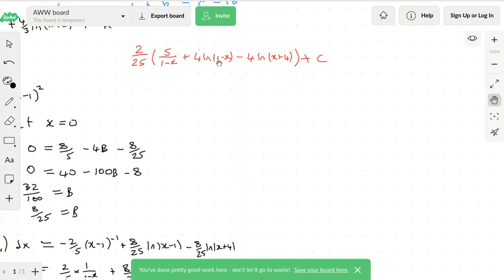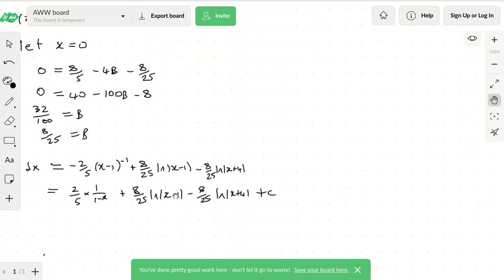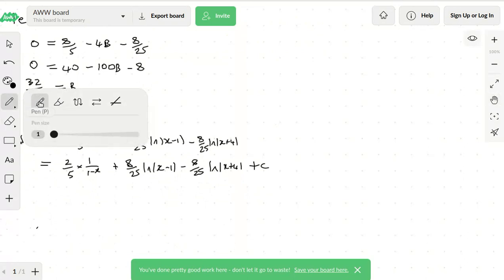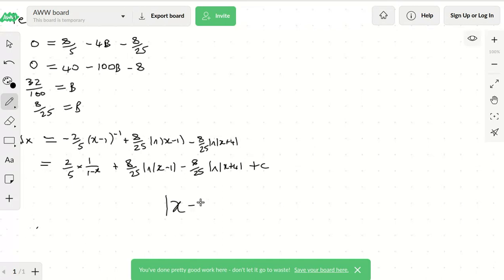Oh, you might be worried about 1 minus x and the x minus 1 here. You don't have to be, because this is a modulus. When you integrate with ln, you always get a modulus, and the modulus of x minus 1 equals the modulus of 1 minus x.